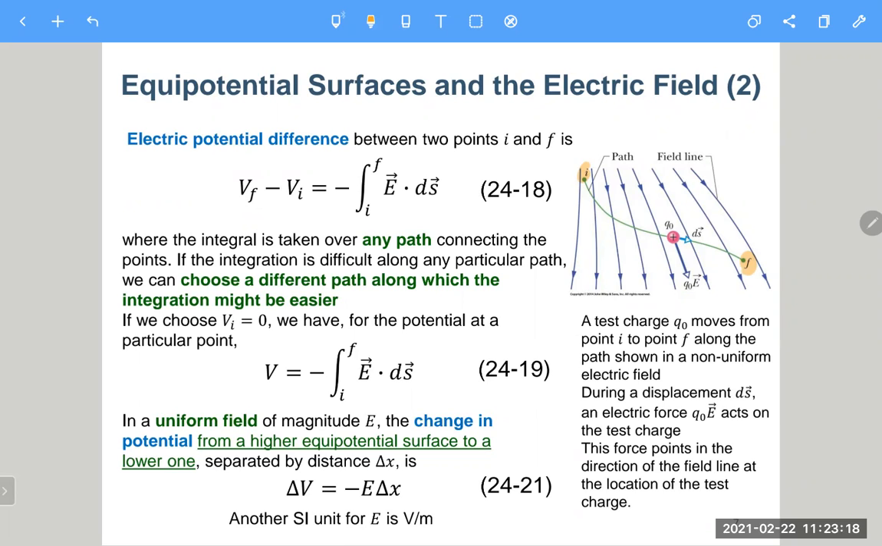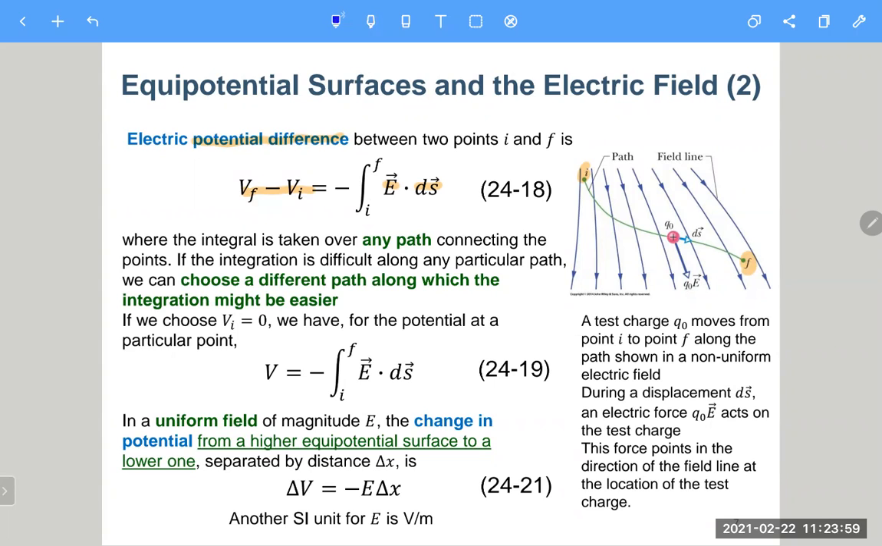So the electric potential difference between two points, I and F, is V_F minus V_I. So it will be a line integral of E dot ds, integrated from I to F. I'm not sure whether you have learned the line integral in mathematical class yet, but actually it is similar to the 1D integration.